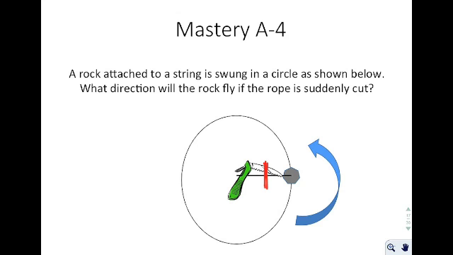And people say, oh, that means it's going to continue going in a circle. No. When an object moves in a circle, its velocity, or how fast it's going, is always tangent to the circular path, which means that the velocity in this case is right here. So if you were to suddenly cut the string that holds the rock in a circular path, the rock is going to continue moving in that direction in a straight line.